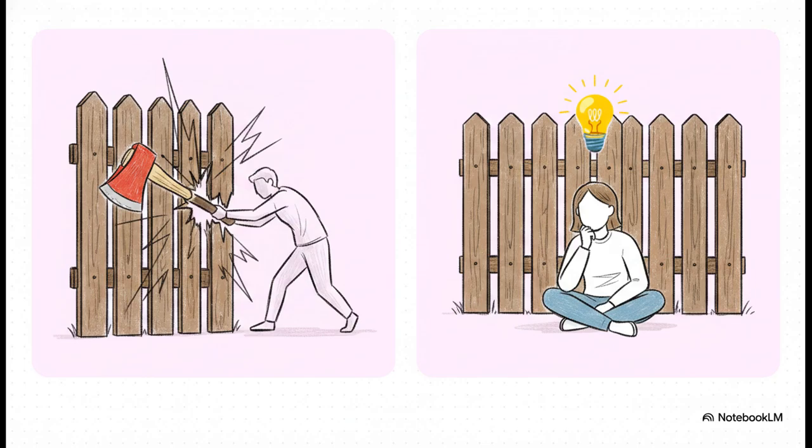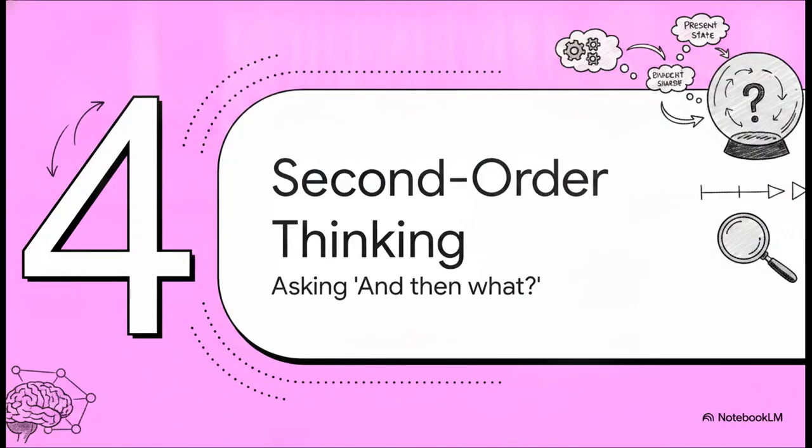It doesn't matter if you're trying to flatten an outdated corporate hierarchy or just break a bad personal habit. You absolutely have to understand the underlying need it serves before you just sweep it away. Which brings us to Part 4, second-order thinking. This is where we learn to ask, and then what?